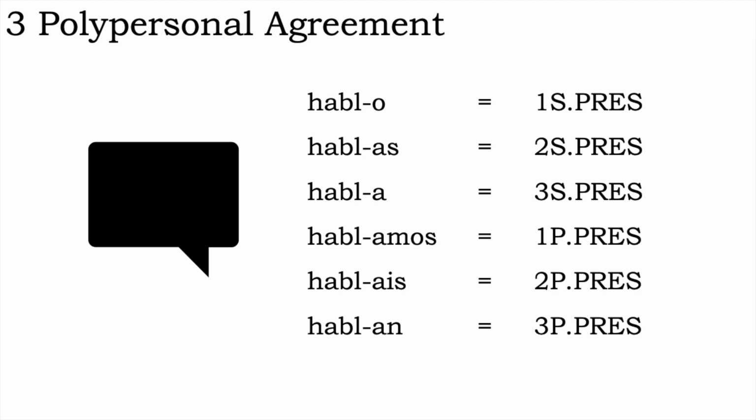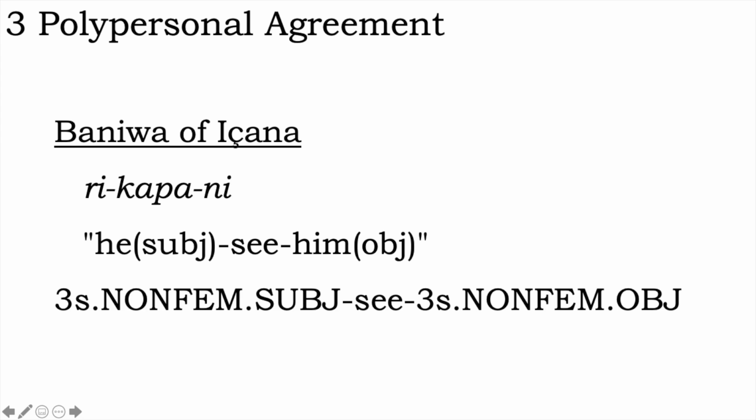Polysynthetic languages then simply extend this type of marking further, and verbs mark both the subject and object. Again, this is oversimplifying, we'll get to complications later. For example, take the Baniva of Içana verb rikapani. This breaks down as follows. As you can see, the verb marks the gender, number, and person, and grammatical role of each argument of the verb.